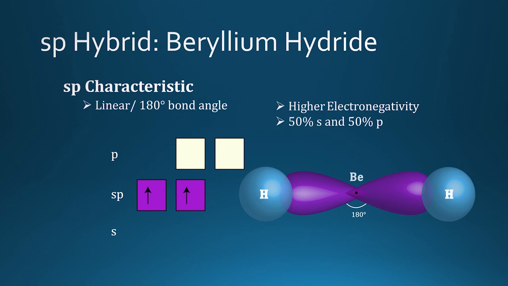Since the hybrid orbital got one orbital each from s and p, it has 50% s and 50% p character. This higher s character makes it more electronegative than sp2 or sp3. This is because the s orbital is spherical in shape, which allows the nucleus to attract evenly in all directions and thus hold electrons closer to the nucleus.